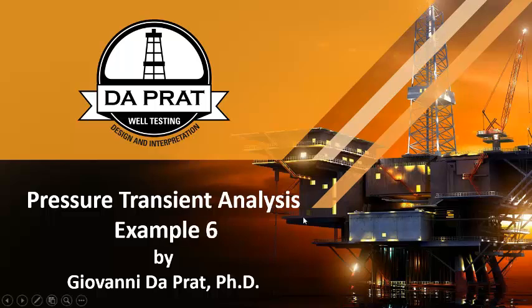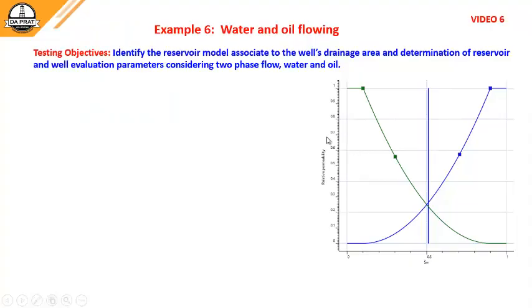So example 6 deals with water and oil flowing. This is actually quite a common situation; you probably never find just oil producing. There is water and oil, which is more common. Okay, let's go with the test objectives.